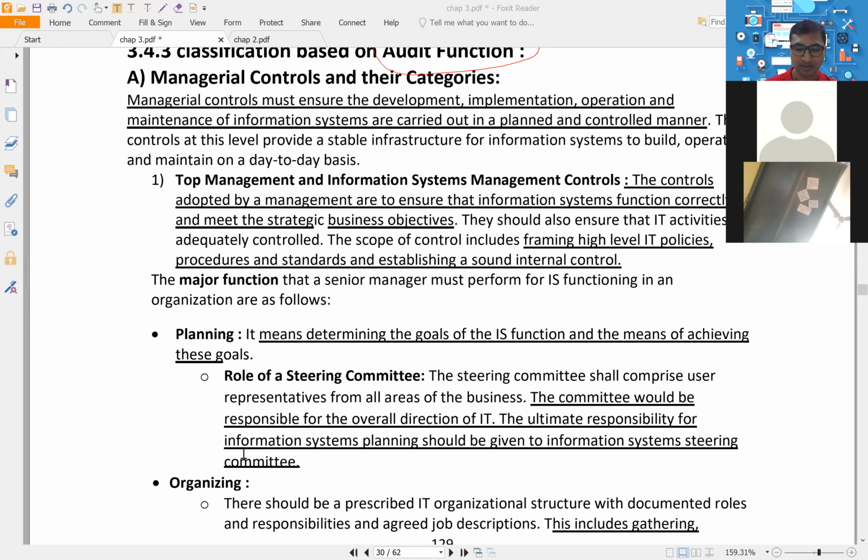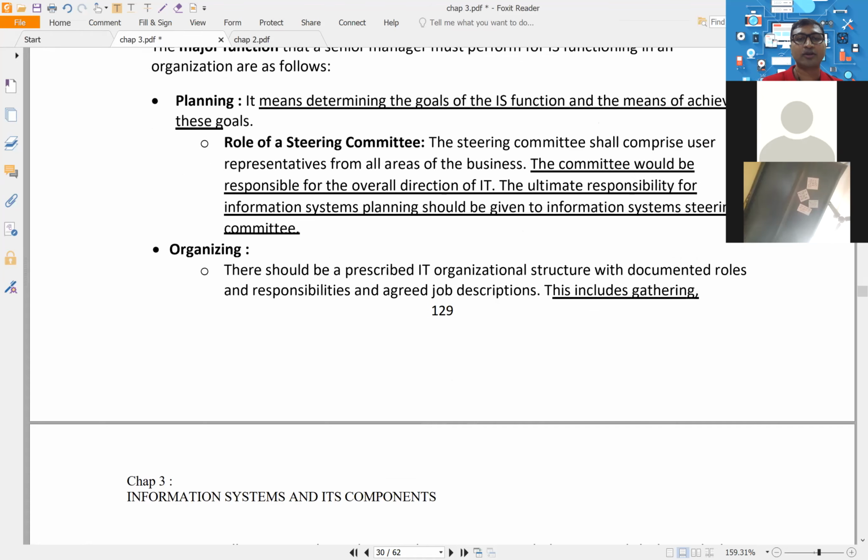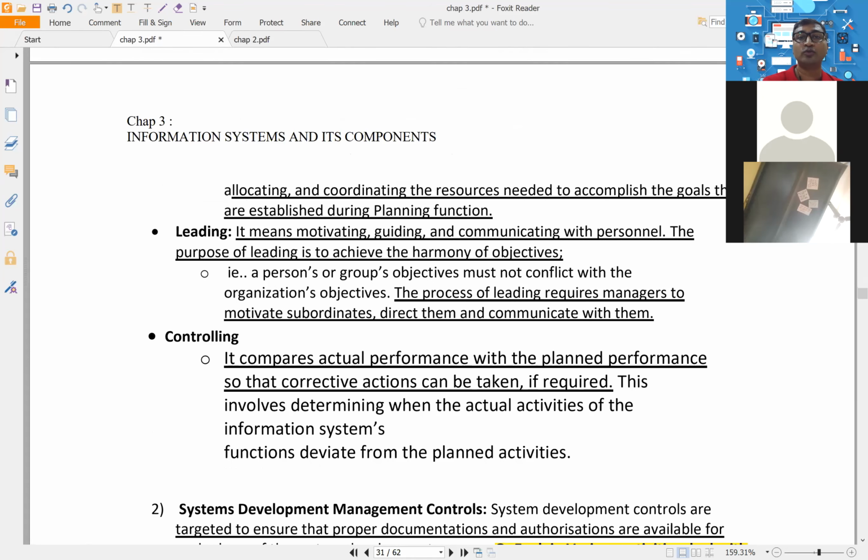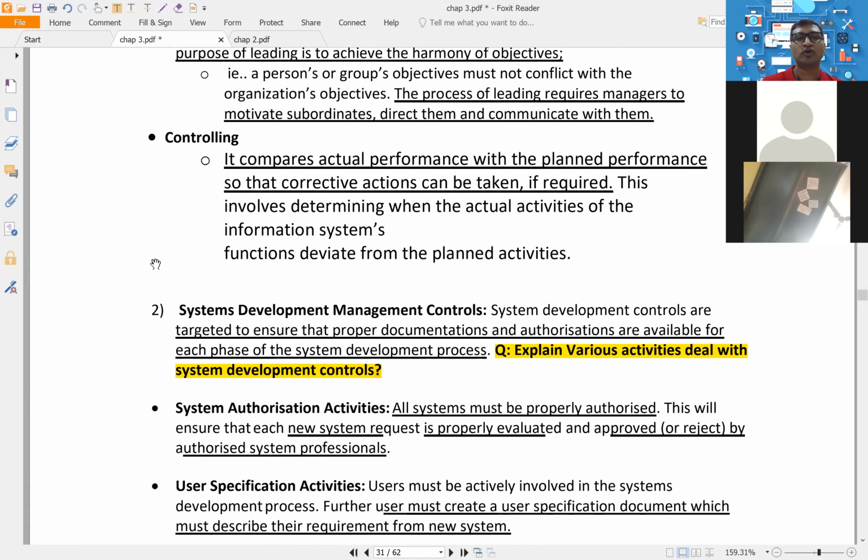Now you can see here, first is top management information system, where you need to check planning, steering committee, then organizing the resources, then you need to motivate your employees, and you need to make sure that whatever you thought, everything is going as per plan. And if nothing is going as per plan, then you need to create further controls, corrective actions you need to take.